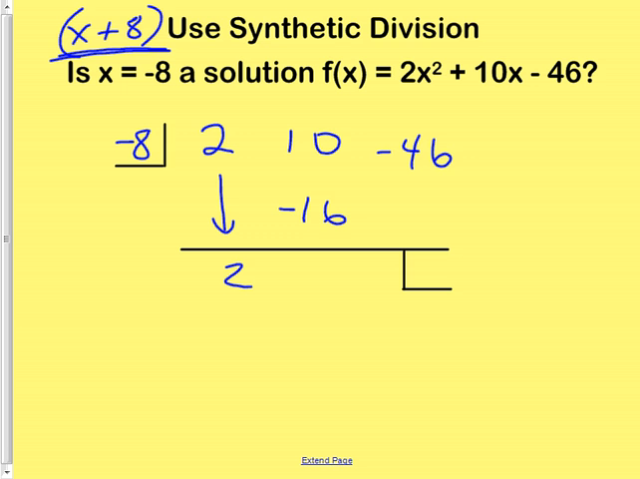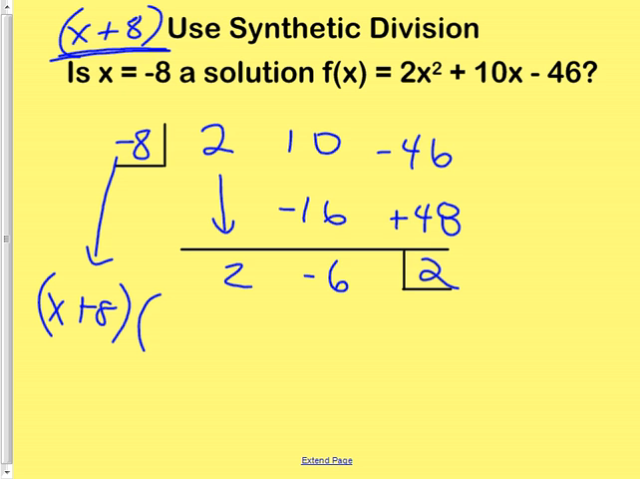It's positive 6 or negative 6? Negative 6 times negative 8 makes what? All right. And then there's 2 left. That's the remainder. Bottom line, did it work? No. Is negative 8 a solution? No. Could I write something intelligent, though? Yes. Watch. X plus 8 times 2x minus 6 plus 2.